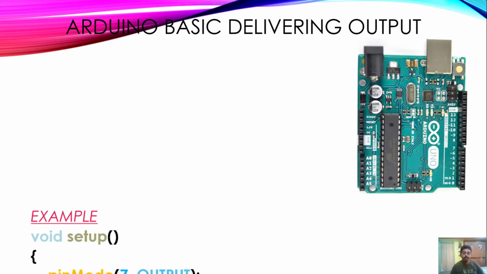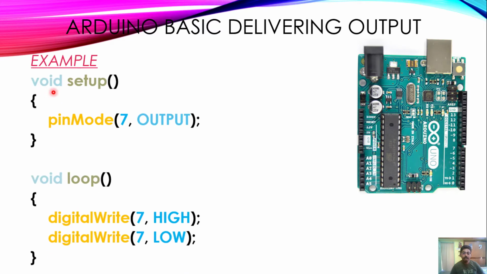Now let us understand how to deliver an output using Arduino. This is the example code to deliver an output from the 7th pin of the Arduino. As said, you need to define pinMode(7, OUTPUT) inside the setup, which will define the 7th pin as output only once. The void setup function will run only once and it will define the 7th pin of the Arduino as output.